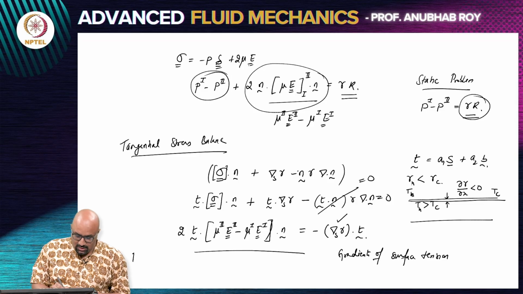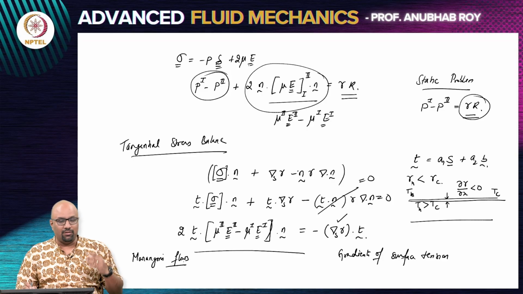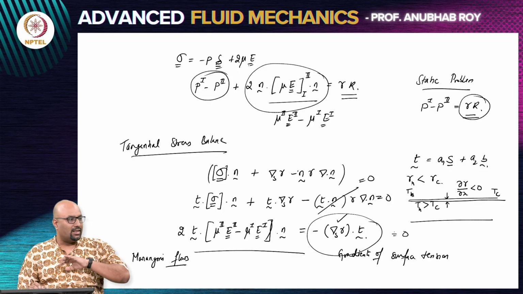These problems are known as Marangoni flows or Marangoni problems, where you have a possibility of surface tension gradients that will drive a flow or that will allow for a shear stress discontinuity. If surface tension was a constant everywhere in the fluid, then this term would be 0. If at the interface at every point surface tension is a constant, then it becomes identically 0, and then your shear stress should be continuous across the interface.